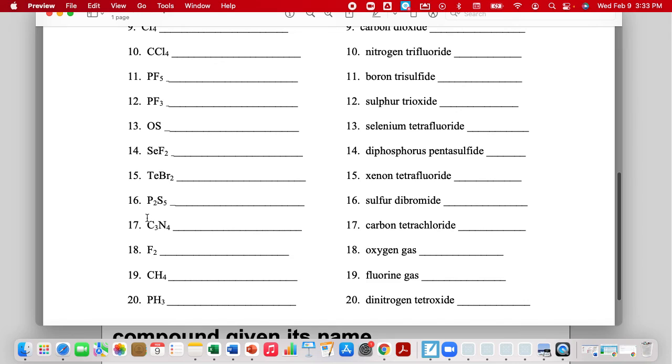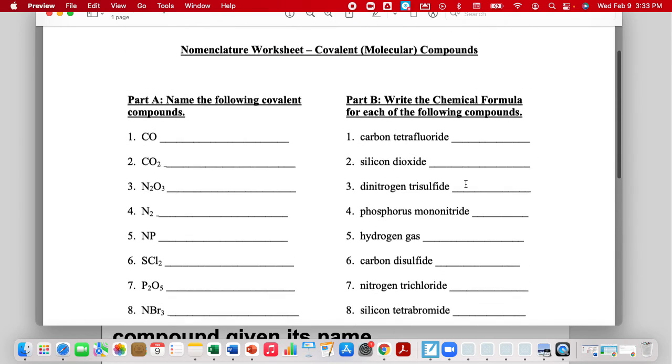Let's jump down to this one. Okay, so I got C3N4, 3 carbons. The prefix for 3 is tri. Tricarbon, and then 4 is tetranitride. And change that end into IDE. So that's that side. Over here, you're given the name, and you just have to write the chemical formula.